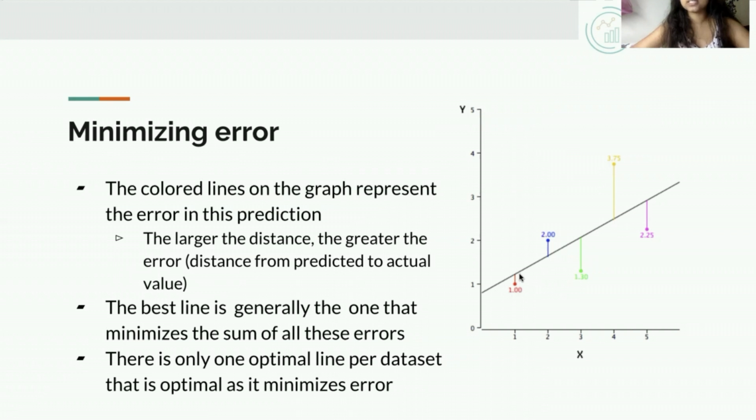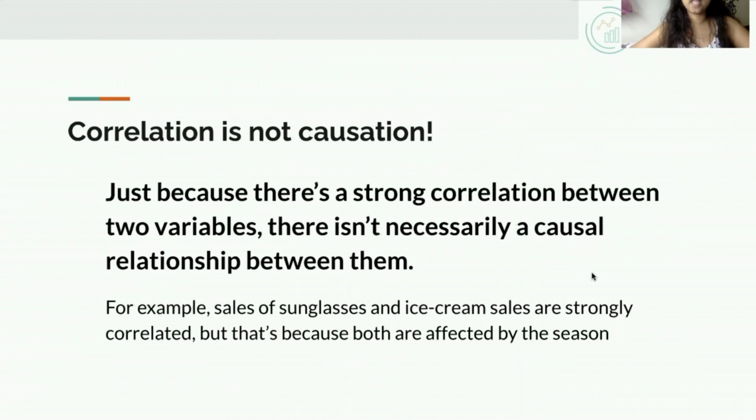And what we need to minimize is the sum of all these errors, right? Not just for one data point, but the sum of all these gives us the thing. Okay. And the last thing that I want to talk about is the fact that correlation is not causation, right?